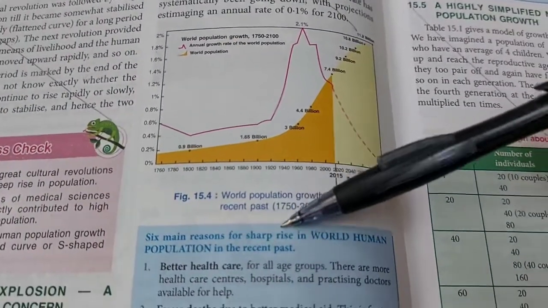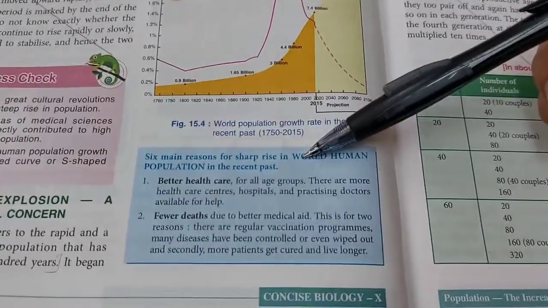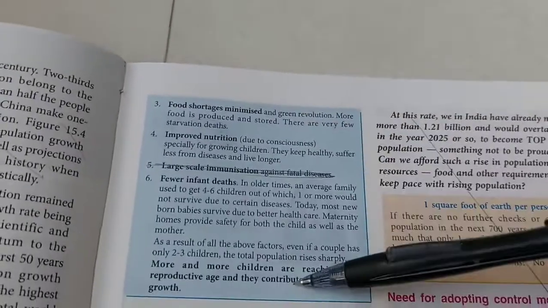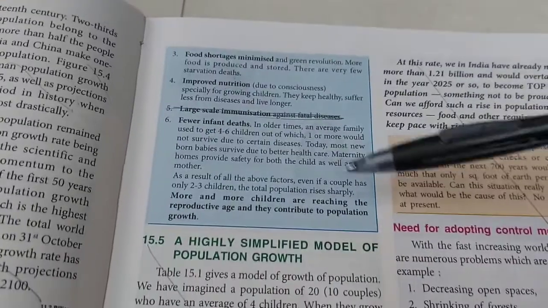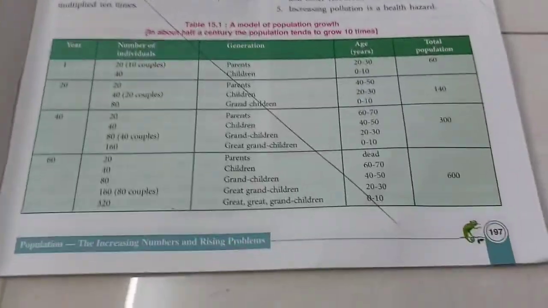6 main reasons for the sharp rise in world human population. You learn all 5 points. The 5th point is cancelled, it's repeated. 6th point will become the 5th point. The rest of the page is totally cancelled.